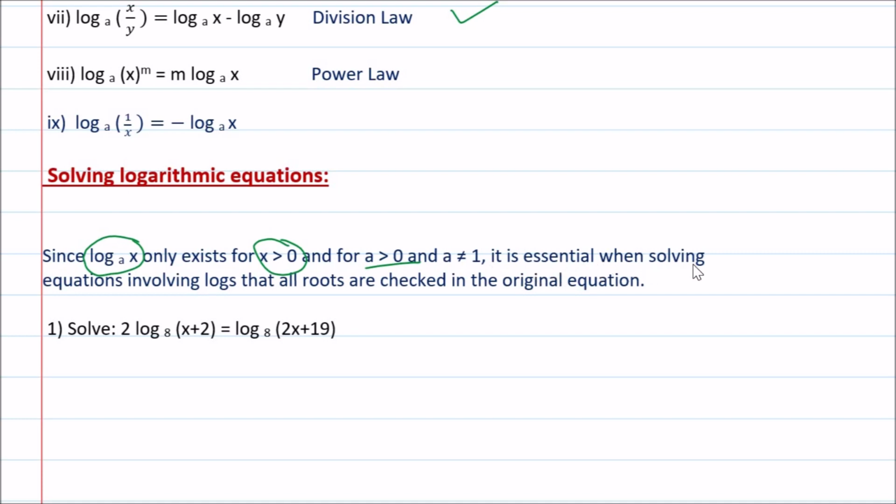So it is essential when solving equations involving logs that all roots are checked in the original equation. Whenever we are solving the equation, whatever values of x we get, we should always check whether they work in the original equation or not, and then only write the final solution. I will show you three examples now. Let's start with number 1.